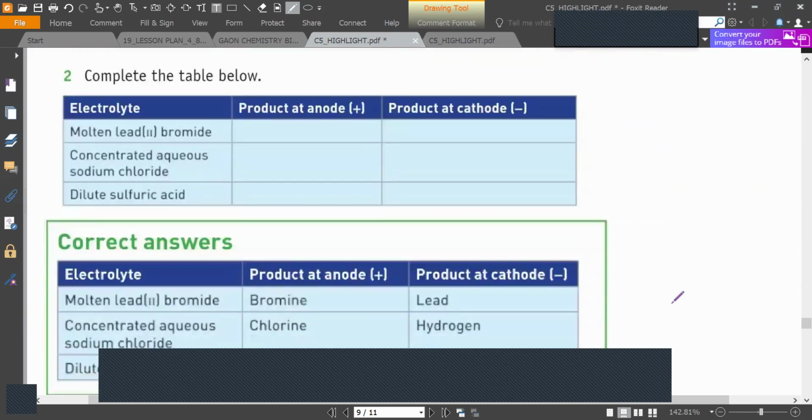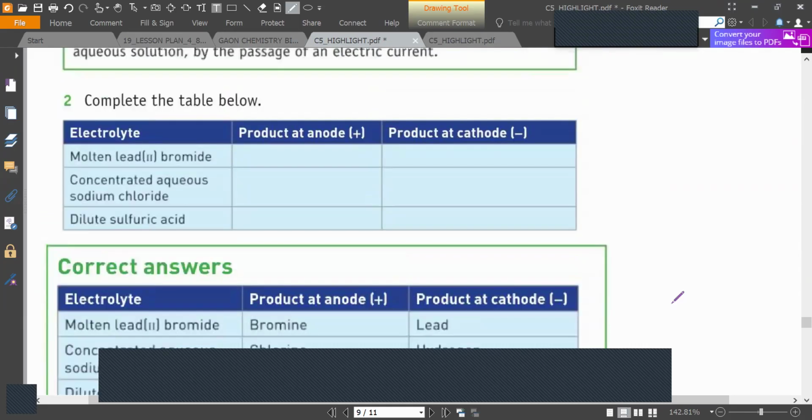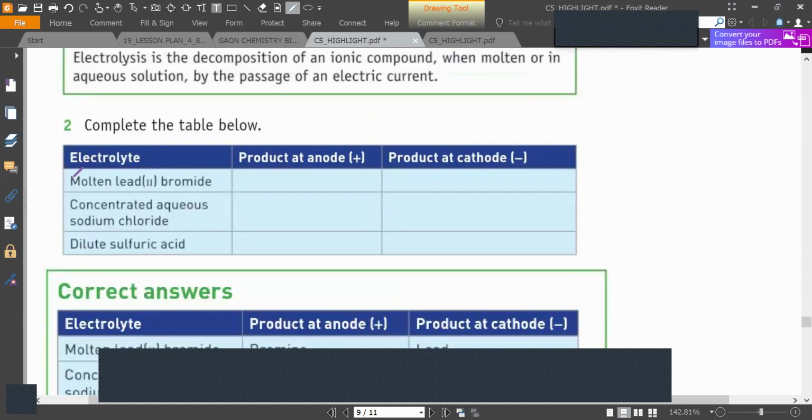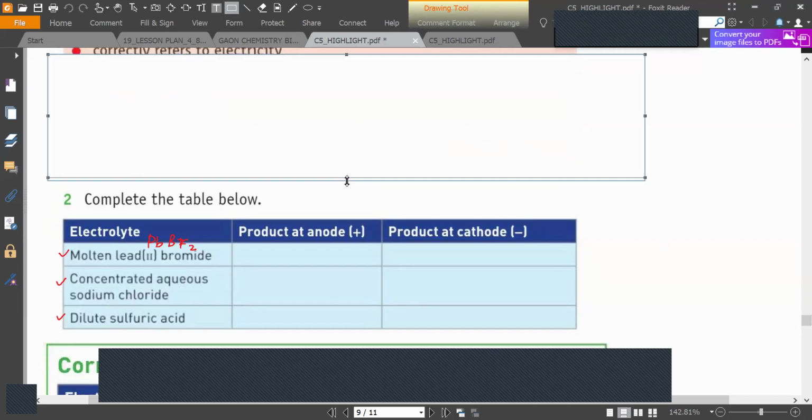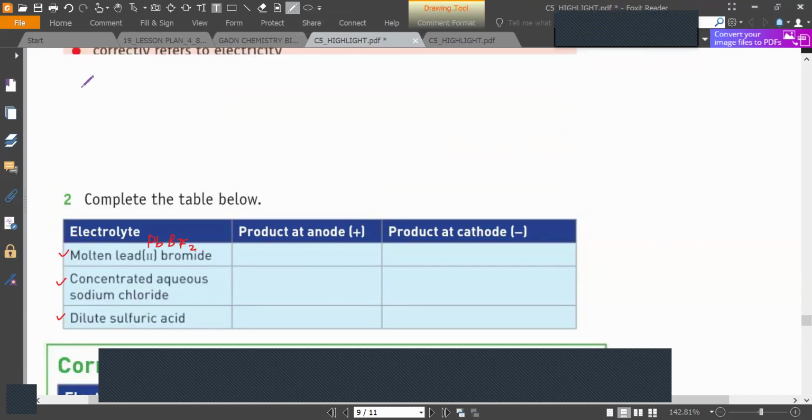Okay, next, complete the table below. If we are given these three situations here, what will be the product? We will go through one by one. Lead bromide is PbBr2. So we can analyze together what we expect to happen.